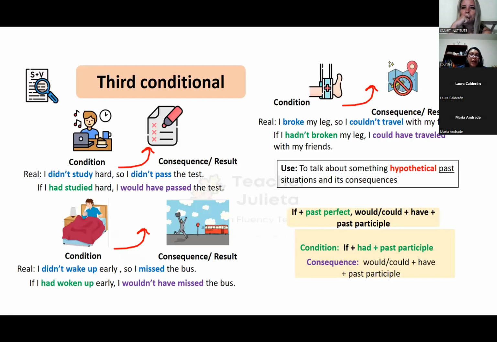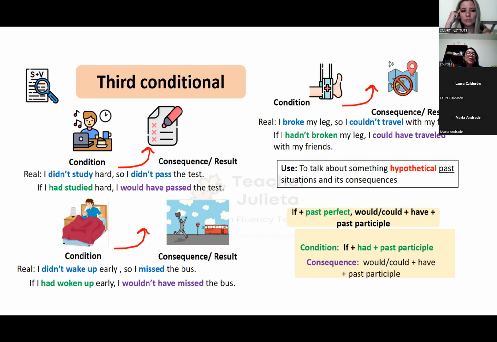Okay, so here you have an example. This is the condition, this is the reality, what happened in the past. And you have the consequence. This is the real past situation. I didn't study hard, so I didn't pass the test. So this is what happened in reality in the past.